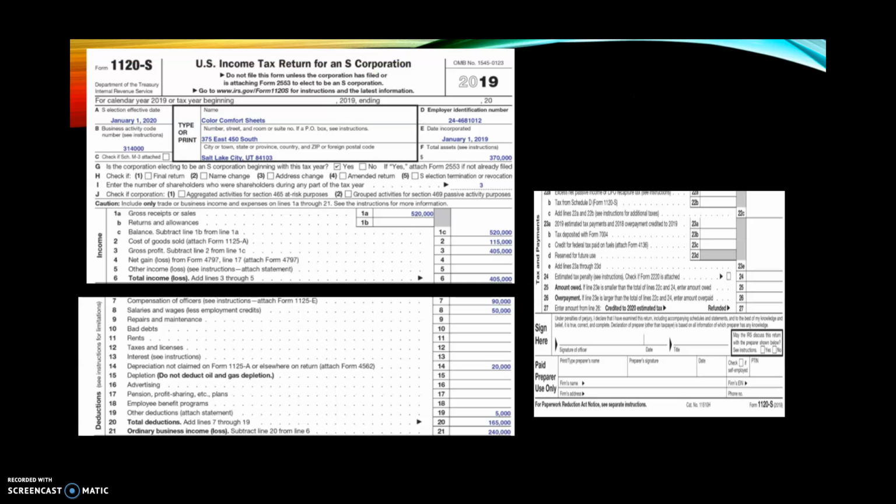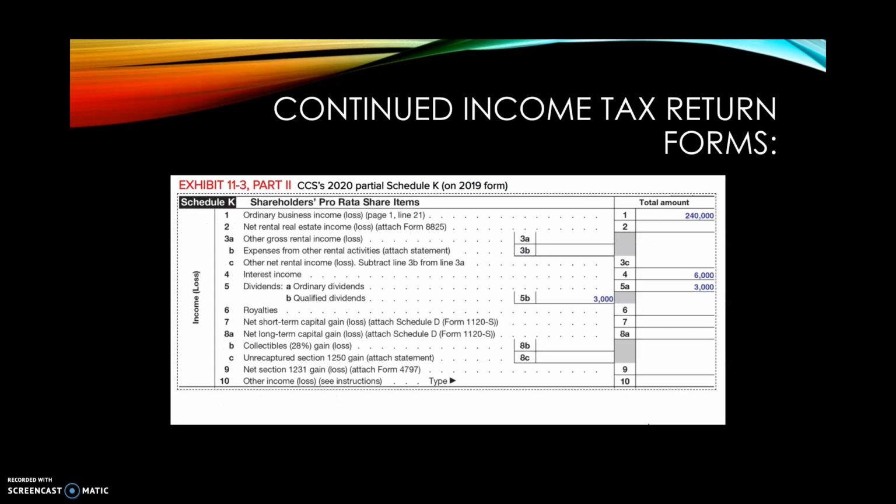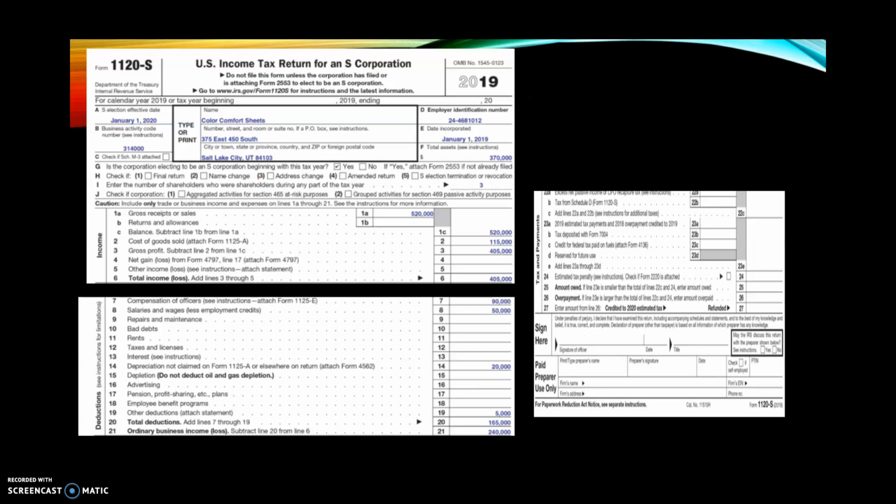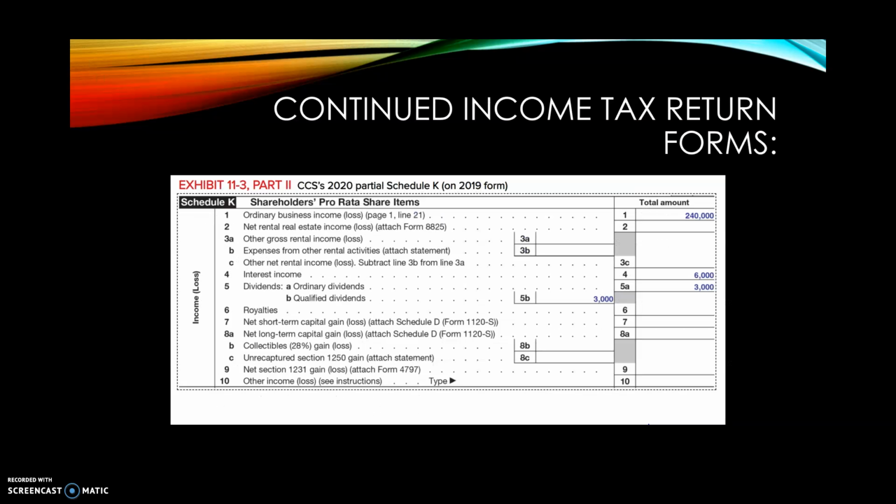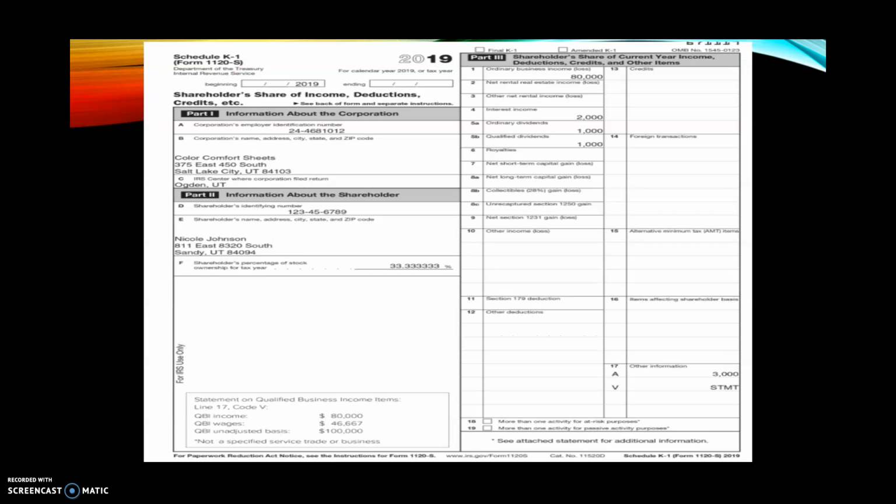So these are just some examples of the forms here. I broke it up so you could see it better. It's just a continued part of the 1120S form. They have to include the corporation Schedule K, and this will be the Schedule K1 for the actual shareholder and what they would put in there.